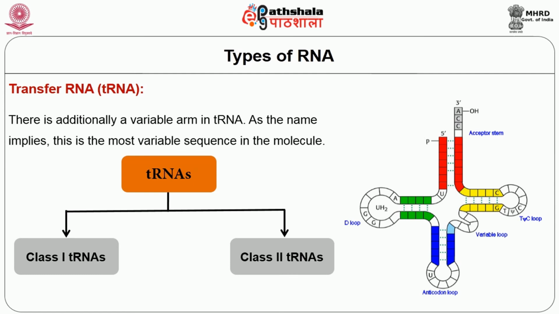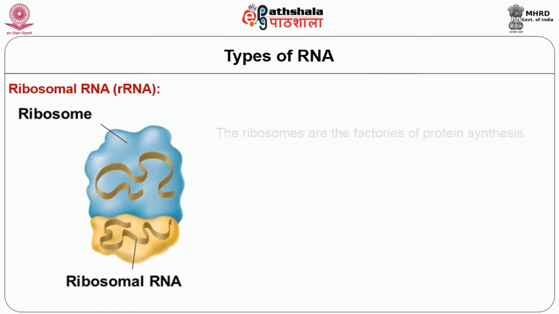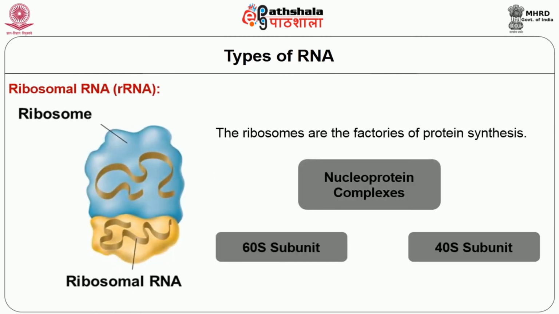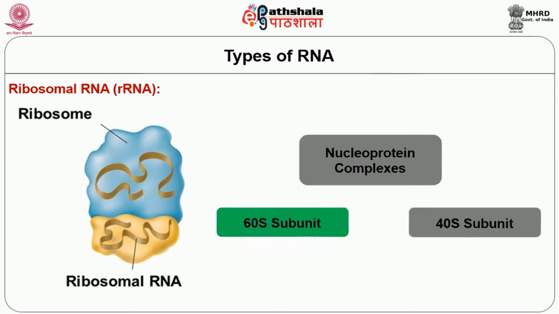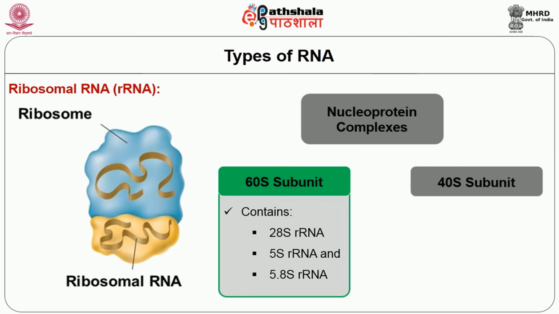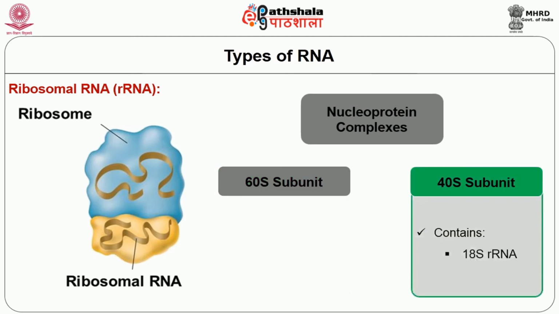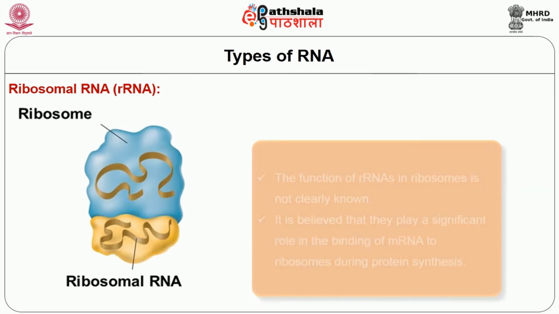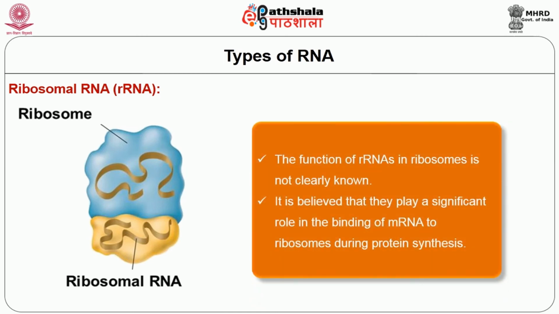The structure of tRNA is shown in this figure that is now displayed on your screen, where you can see the 4 arms and the variable arm also. Ribosomes are the factories of protein synthesis. The eukaryotic ribosomes are composed of 2 major nucleoprotein complexes, 60S and 40S subunits. The 60S subunit contains 28S rRNA, 5S rRNA and 5.8S rRNA, while the 40S subunit contains 18S rRNA in the eukaryotes. The function of rRNAs in ribosomes is not clearly known.